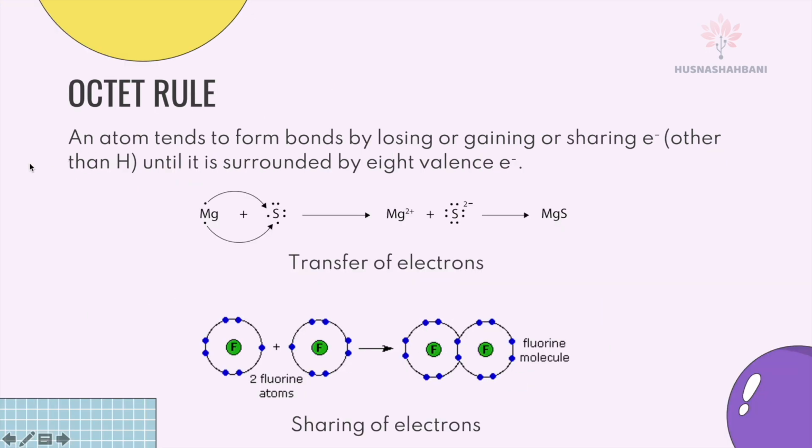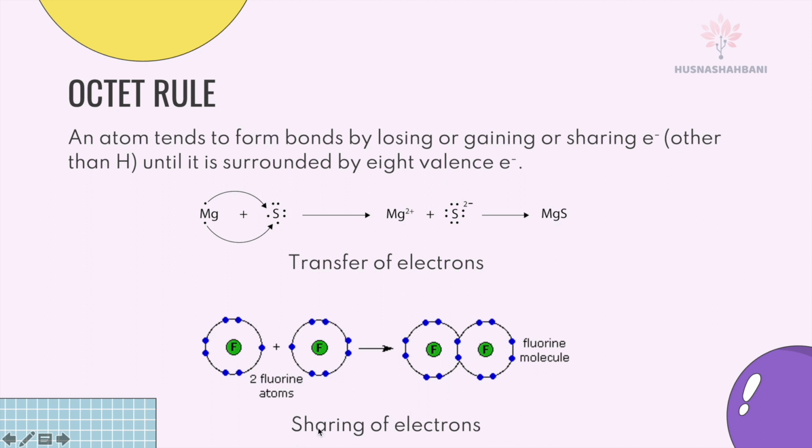Octet rule. An atom tends to form bonds by losing, gaining, or sharing electrons until it is surrounded by 8 valence electrons, other than hydrogen, because hydrogen follows the duplet rule. Magnesium, which has 2 valence electrons, transfers its 2 electrons to sulfur, which has 6 valence electrons, making the magnesium ion lose 2 electrons, Mg2+, and sulfur receive 2 electrons, S2-. They combine together in an ionic bond to become magnesium sulfide. This is an example of transfer of electrons.